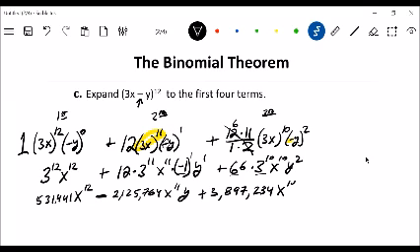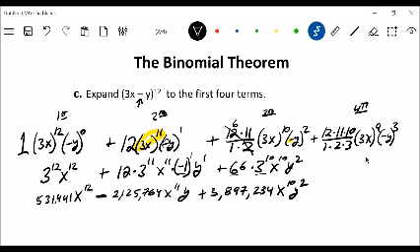3,897,234 x to the 10th y squared. And the 10 and 2 again add up to 12. Okay, now let's do the fourth term. So we're going to follow the same pattern, 12, 11, 10. Underneath it, 1 times 2 times 3. 3x to the 9th power and negative y to the 3rd power.